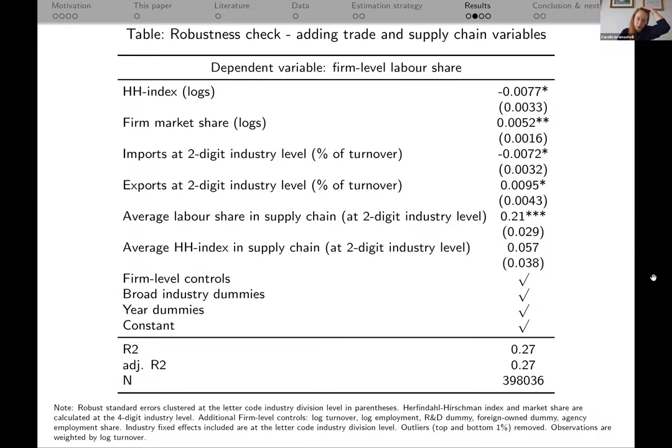Then I have a few robustness checks. Here I'm including variables on imports and exports at the industry level, because I'm just looking within one country, but the UK is an open economy, so there's also competition from imports. However, I'm finding that imports and exports don't really have strong effects. There are small negative effects from imports, which is maybe surprising because imports reduce concentration and increase competition. However, it might suggest that the imports into the UK are more labor intensive, so that in industries that import more, the production that takes place in the UK is less labor intensive, and that's why the labor share is lower. So it's difficult to interpret that. And unfortunately, this variable is only available at the two-digit industry level, so it's not very detailed.